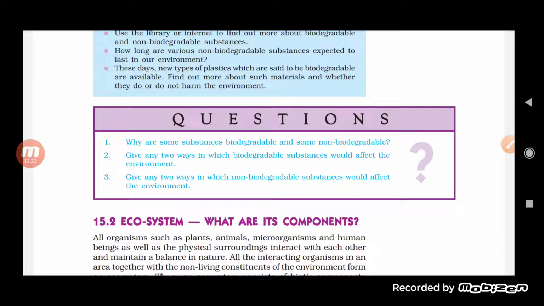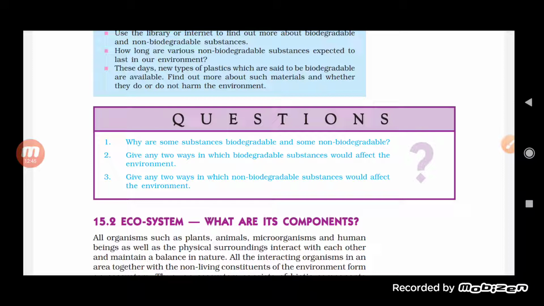Give any two ways in which biodegradable substances would affect the environment. Actually, there is no such harmful effect of biodegradable substances, because they can be converted into compost, and again it will be used in the form of compost, which helps in increasing the fertility of the soil.